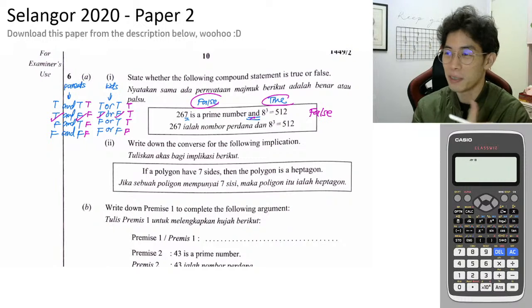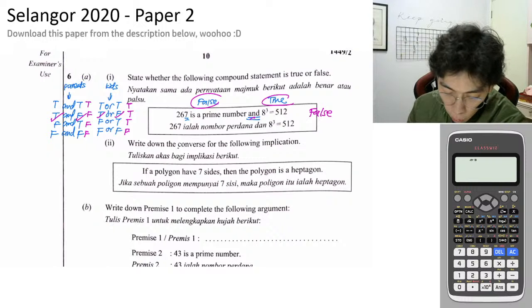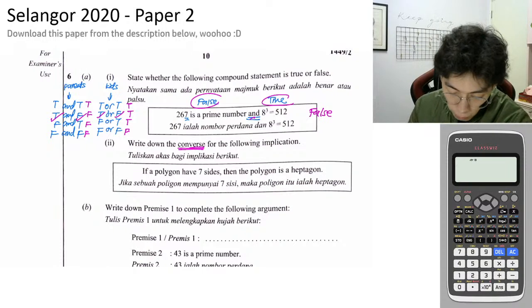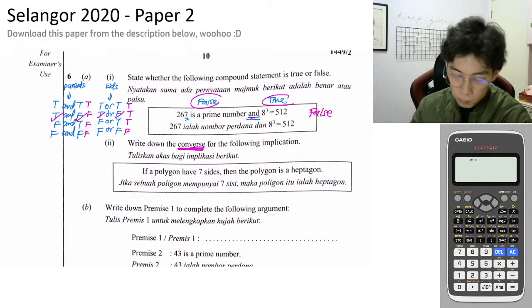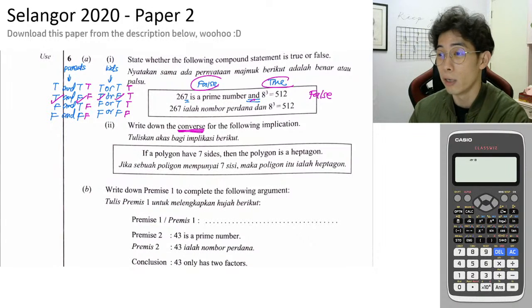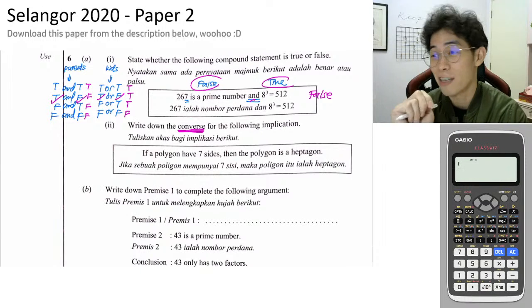Okay, quick maths. Number 2. Write down the converse. Oh, this one I missed out. I didn't go through this question. Never mind, I do it now. Converse means you flip it, you know. Okay. Everyone, we give this question a 2-second silence.